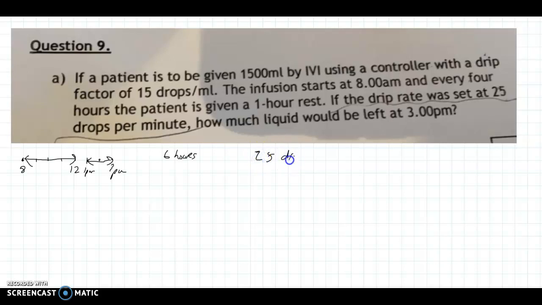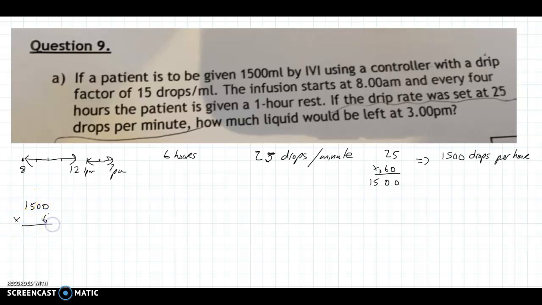25 drops per minute. We multiply 25 by 60. That'll give us the total number of drops per hour. 25 multiplied by 60. 6 5s are 30. 6 2s is 12 and 3 is 1500. So we have 1500 drops per hour.